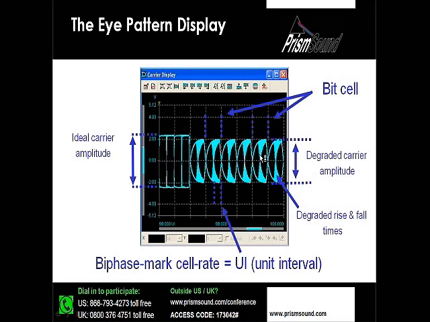So here we're looking at rise times and fall times. They're no longer square edges. We've also reduced the amplitude of it, and this all tells us a story about what is going on in the data stream itself. So now we know what this thing looks like. Let's take a look at just what all this means.